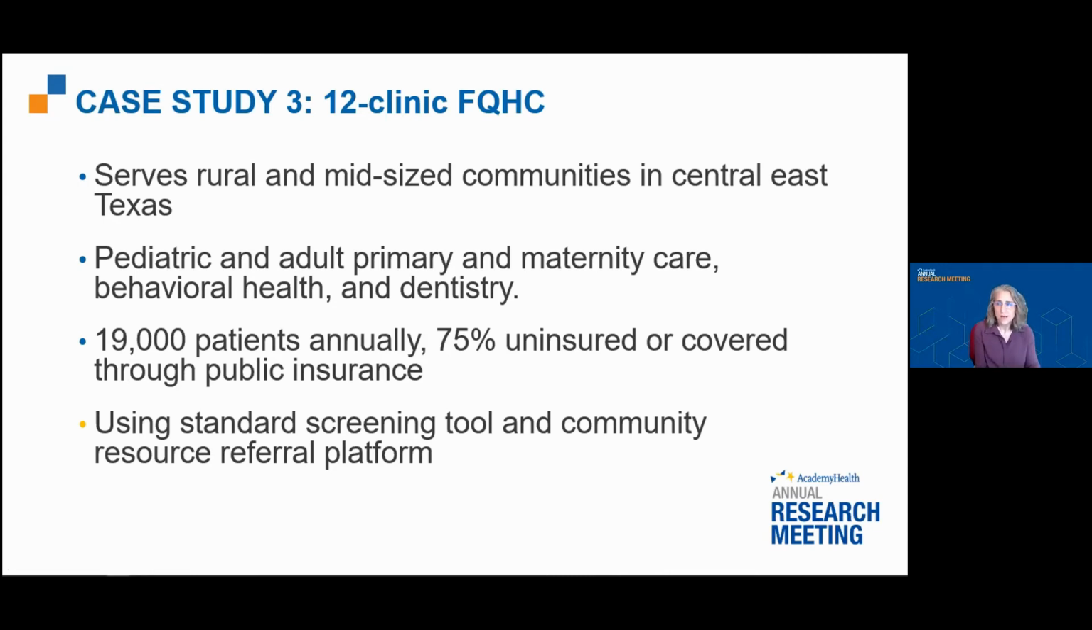So the third case study, and the last one I'm going to talk about, is actually the only clinic system that we were able to find that was up and running with a systematic screening and a closed loop referral process. This is a 12 clinic FQHC that serves both rural and mid-sized communities. And they began this work, similar to the second clinic I mentioned, around 2017, after hearing the calls for clinics to do more to address social determinants of health and recognizing their own patients' needs. And the leadership committed to address patients' social needs in a more systematic way. They began looking for options for standardized screening tools and referral platforms.